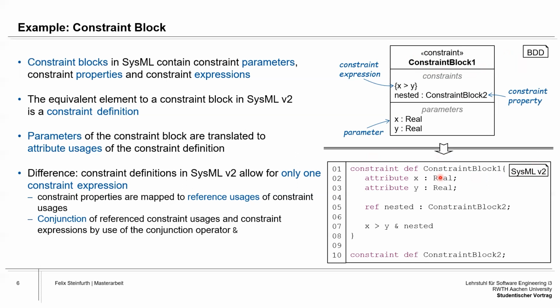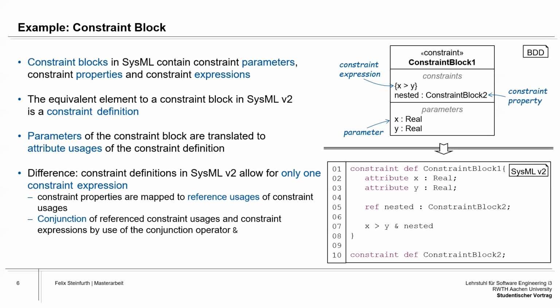Parameters of the constraint block are translated to attribute usages of the constraint definition, which is seen here, where the parameters x and y are translated to attributes x and y. The difference between constraint definitions in SysML v2 and constraint blocks in SysML is that the constraint definition in SysML v2 allows for only a singular constraint expression.